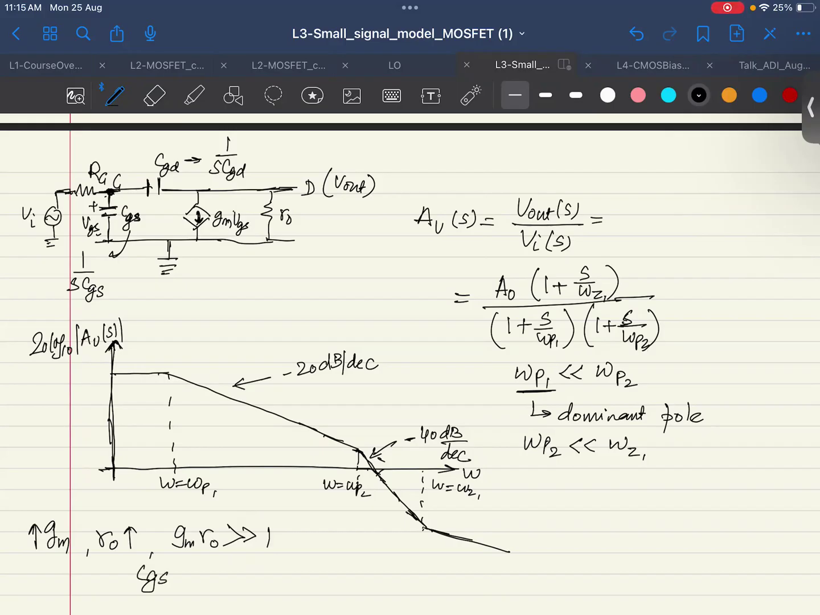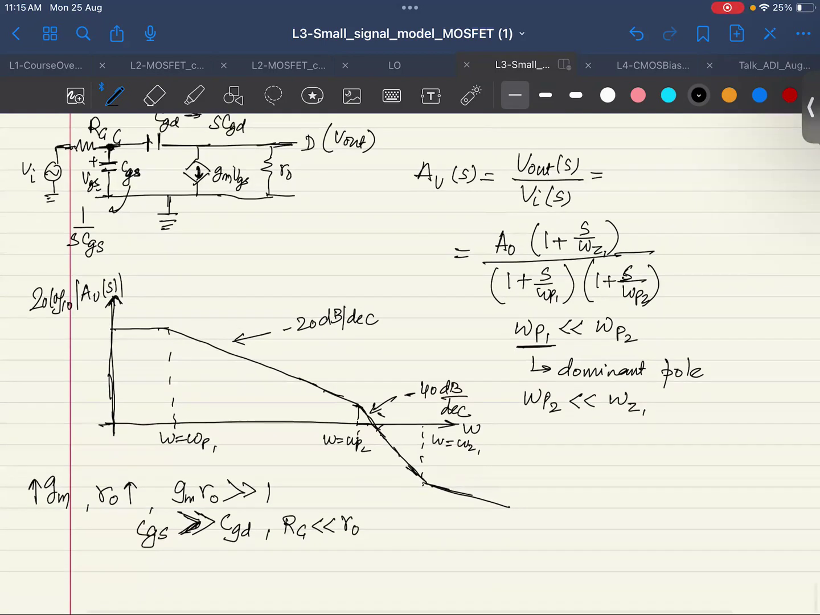CGS typically is much higher, right? So this is also the case. The CGS is much higher than your CGD. What else do you need? Yeah, RG is small. So RG is much smaller than r0, right? I think, yeah, that is all you need to make these calls, which one is dominant and which one is not.